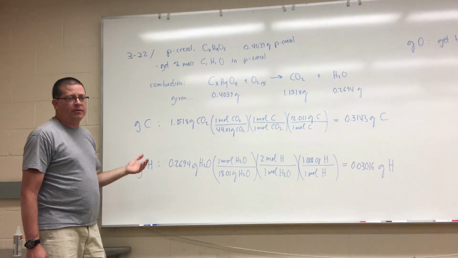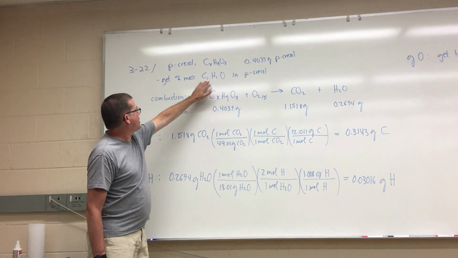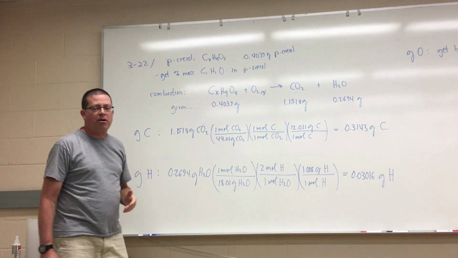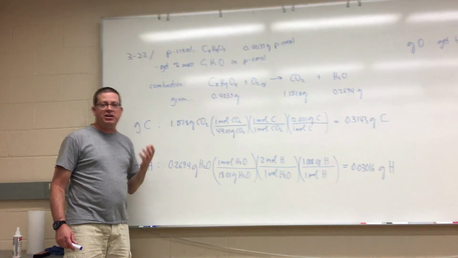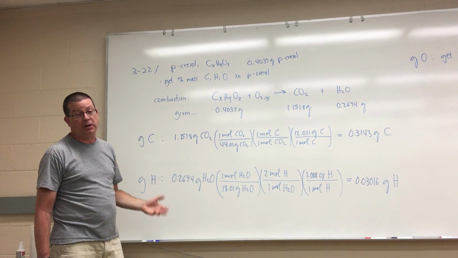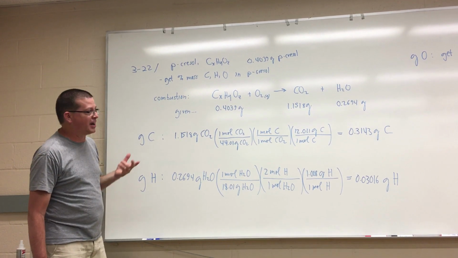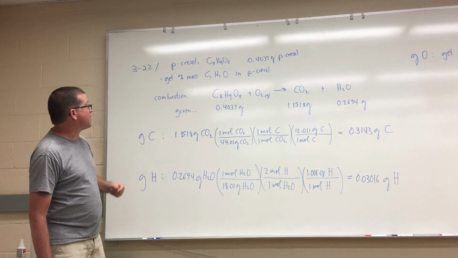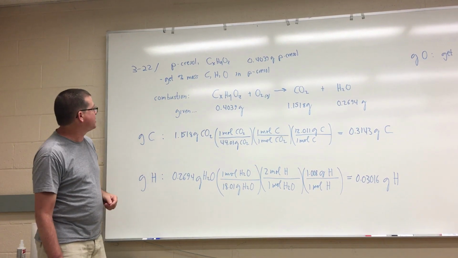So for the first part of this, what we want to do is to determine the percent mass of carbon, hydrogen, and oxygen in paracresol. And of course, once we have those percent masses, then you guys know how to proceed from there to calculate the empirical formula for paracresol, which I will end up leaving for you to do as an exercise. So our goal is to get percent mass of each element present in the compound.